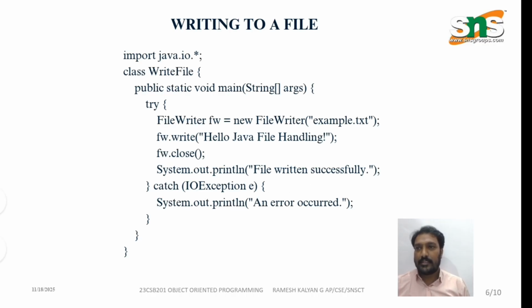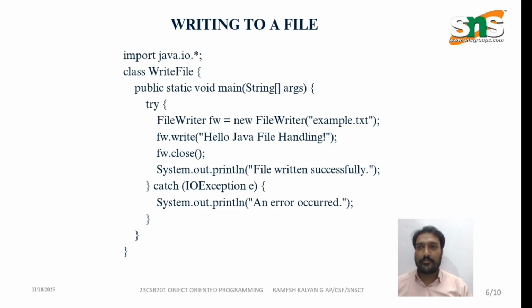Next one, writing to a file. This is the process of writing to a file. We have an example called example.txt, a notepad, in which we are adding some text, "Hello Java file handling". We have to write this particular sentence to that example.txt notepad. For that process we are using this example.